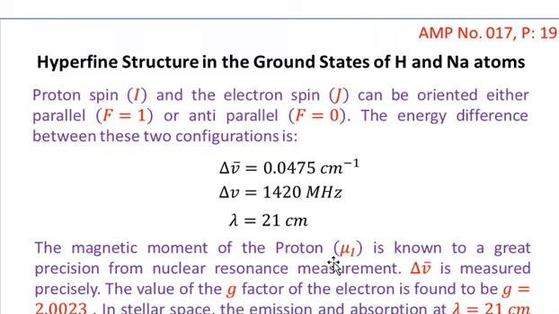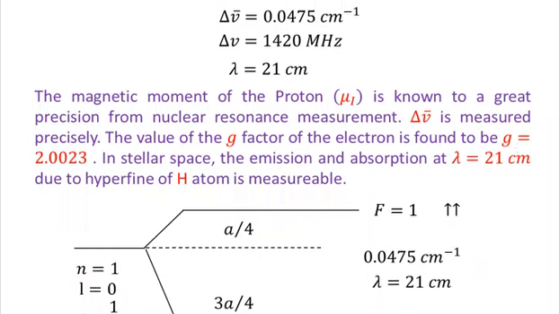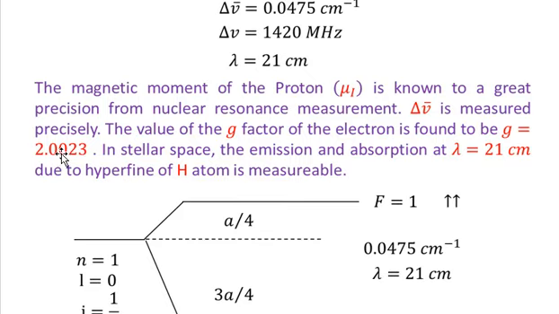The magnetic moment of the proton mu I is known to a great precision from the nuclear resonance measurement, which is the subject of nuclear physics. Delta nu bar is measured precisely. The g factor of the electron is found to be g equal to 2.0023. In stellar space, the emission and absorption at a wavelength of lambda equal to 21 centimeter due to hyperfine structure of the hydrogen atom is measurable.